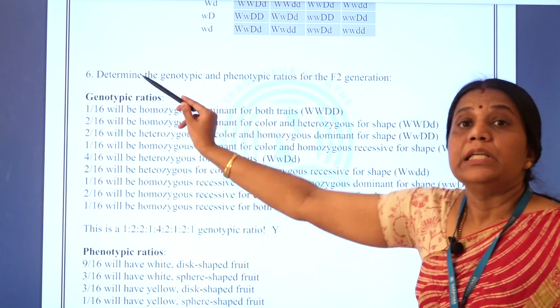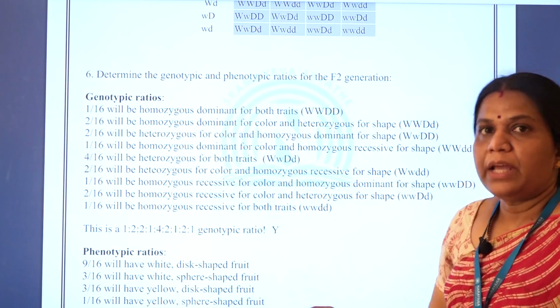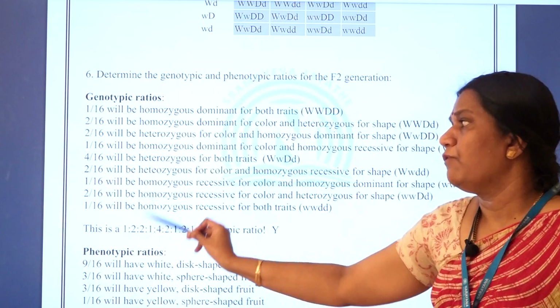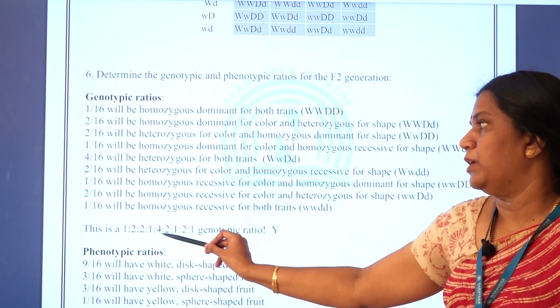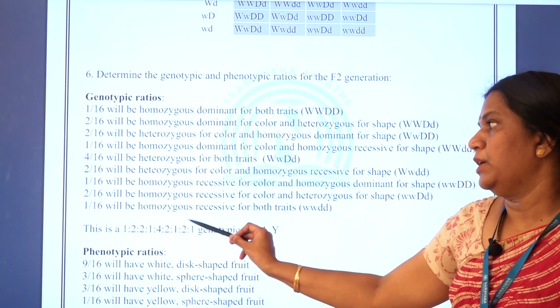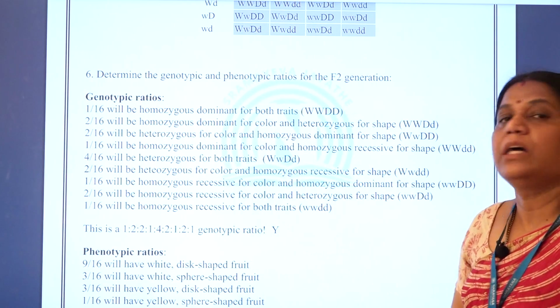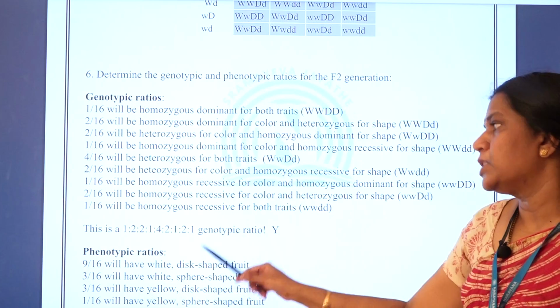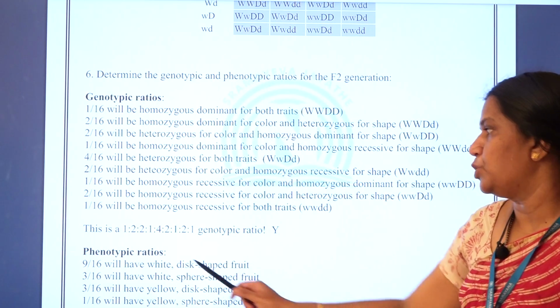So this is the genotypic ratio. The genotypic ratio of this cross is 1:2:2:1:4:2:1:2:1. Phenotypic ratios means only 4 combinations: there are 2 parental combinations and 2 new combinations.